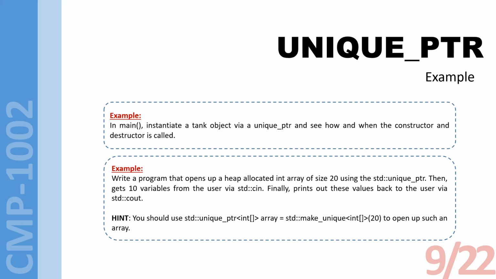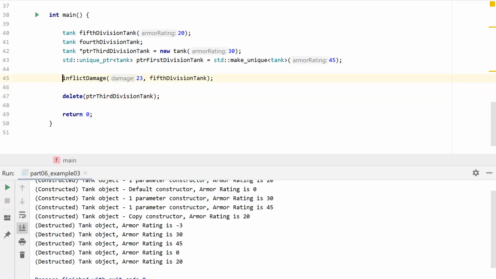Okay, another example, and again using the unique pointer, but this time I'm not going to use these objects. I'm going to use an integer. I will be trying to open up an integer array of size 20 using the unique pointer, and then I'm going to get 10 variables from the user as input, and then print out the values back to the user via std cout. I just want to show you the syntax for writing an array using this unique pointer, because it's a little bit different. I mean, not so much, but yeah.